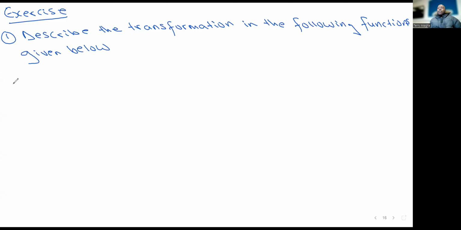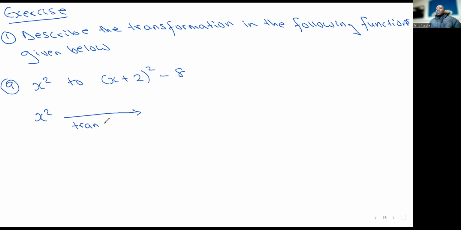So let's say we have, let's start with the first one. Let's say we have x squared to x plus 2 squared minus 8. Okay, we're asked to describe the transformation. So that means what they are saying is that we had x squared, it underwent a translation, okay? And it has an A and B, which we don't know. And finally, at the end of the day, we had x plus 2 squared minus 8. We're now told to find A and B. Okay, how do you go about it?